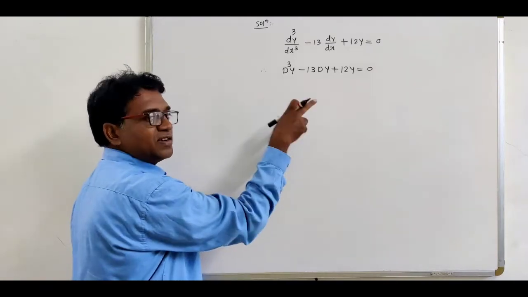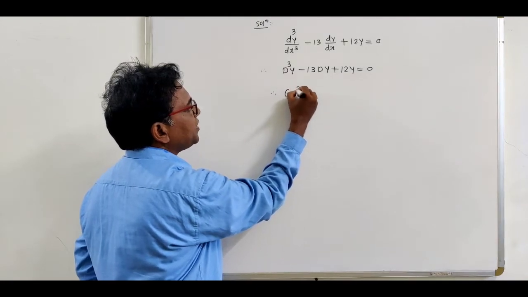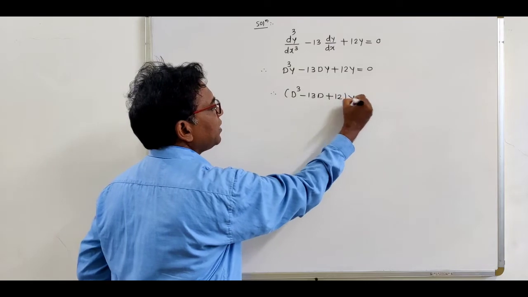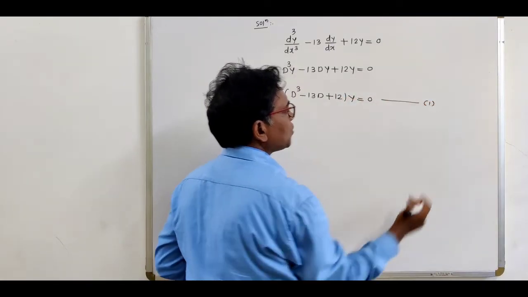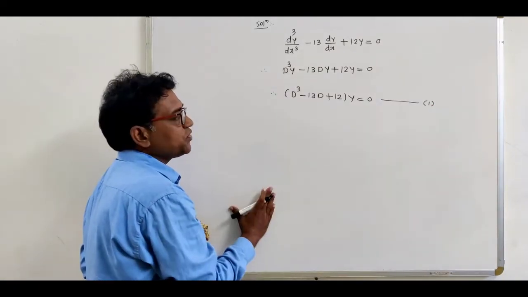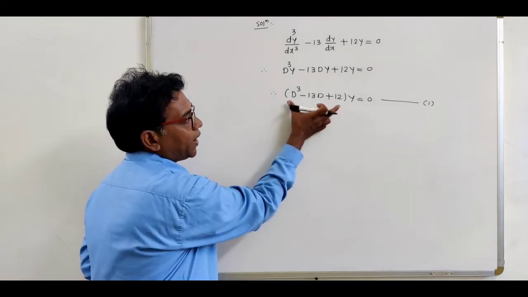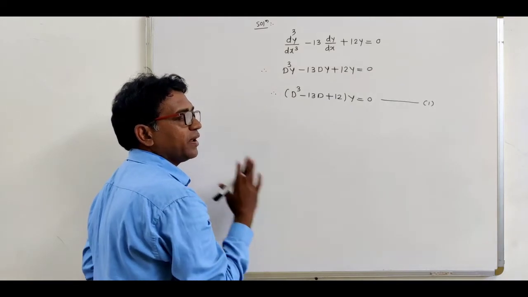Now from these 3 terms, take out y common. So what we get, this is D cube minus 13D plus 12 into y equal to 0. So this is our proper form that is called the associated equation. What is the definition of associated equation? A differential equation of the form f(D) into y equal to 0. This is called the associated equation.